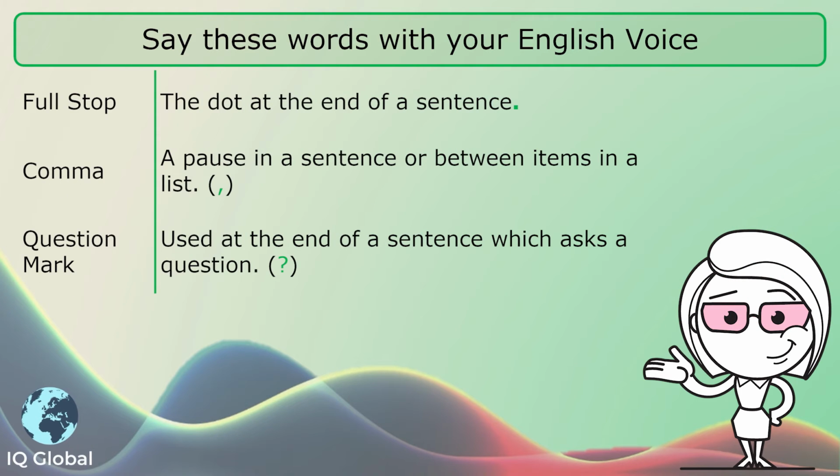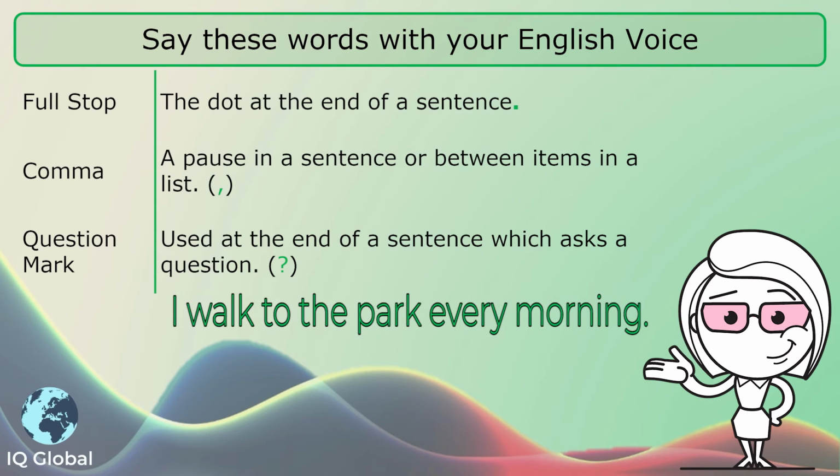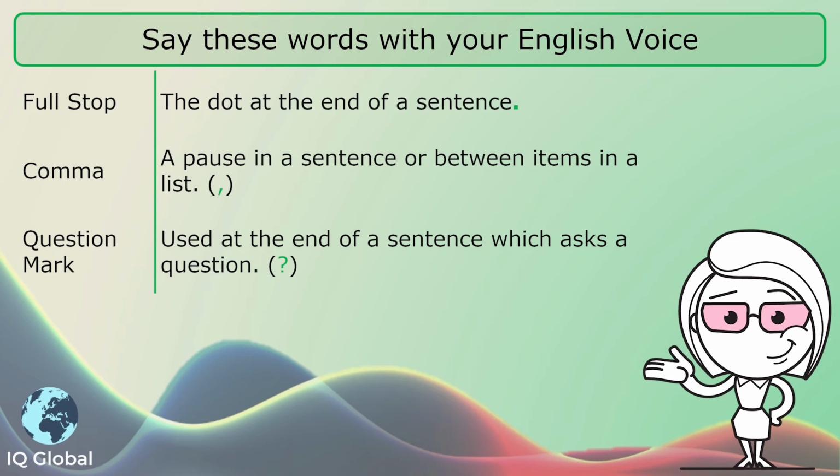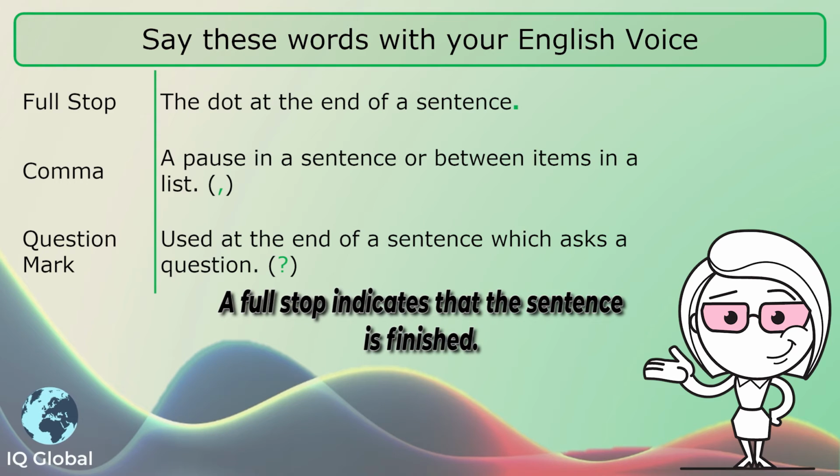The next one, full stop. The full stop is the dot at the end of a sentence. Let's have a look. I walk to the park every morning. You can see that there's a full stop at the end of this sentence, and that indicates that the sentence is finished.